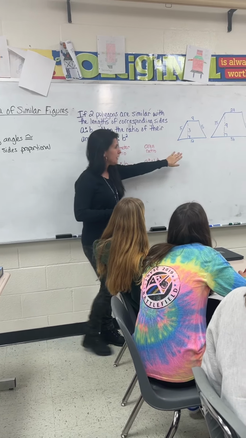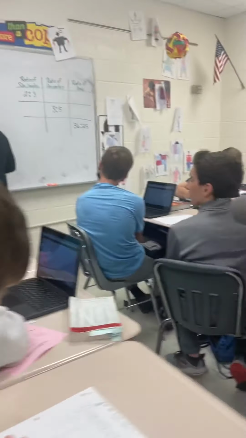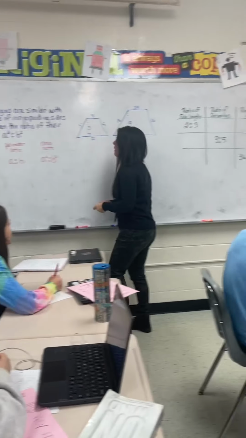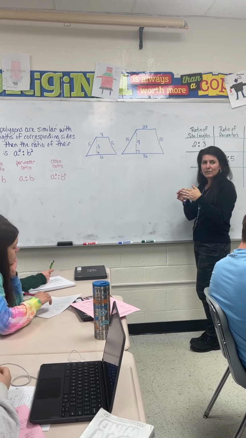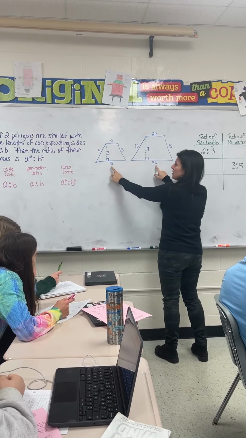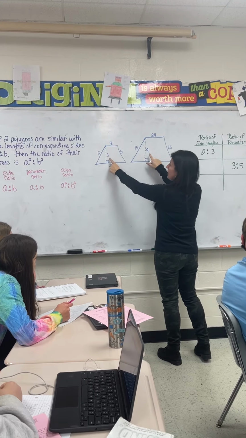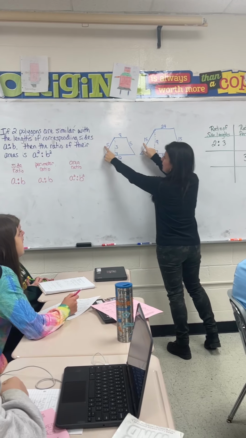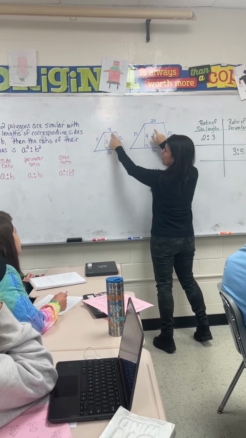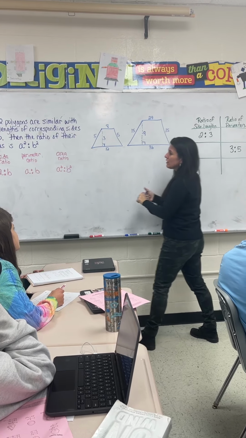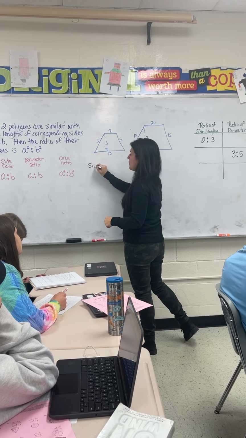Using this idea, let's look at my example here. First thing I want to look at is all the side lengths. When I say corresponding sides, I'm saying in the same spot. So these bases would be corresponding, the heights would be corresponding, either this side or this side, they're both the same, they would be corresponding, and this top base would be corresponding. Let's talk about side length ratios first.